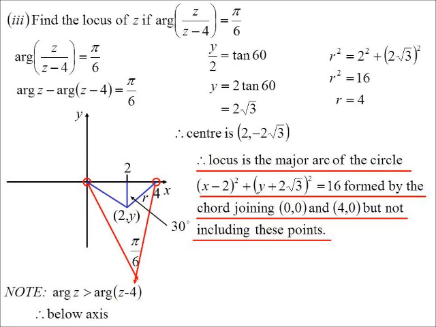We exclude the endpoints because if you go back to the original question, if I substitute in 0, I would have the argument of 0. You can't have the argument of 0. We haven't started yet, so we don't know where we're going off to. So 0 doesn't have an argument, so it doesn't work. If I substitute in 4, then I've got 0 on the bottom of the fraction. And we can't have 0 on the bottom of the fraction. So both endpoints of this chord end up being excluded in the locus.